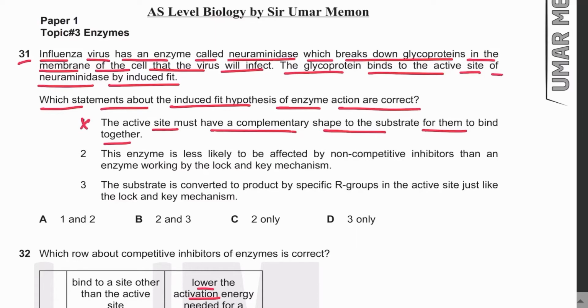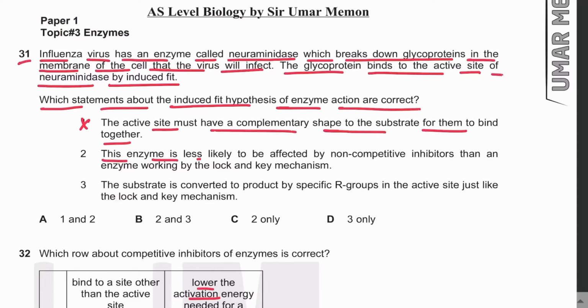Guys, this is wrong because the induced fit hypothesis states that the shape of the active site is not exactly complementary to the shape of the substrate, and when the substrate binds, it induces a slight change in the shape of the active site for a perfect fit, right? So the shape of the active site is not exactly complementary to the substrate, as far as the induced fit model is concerned. So statement 1 is wrong. Let's look at statement 2.